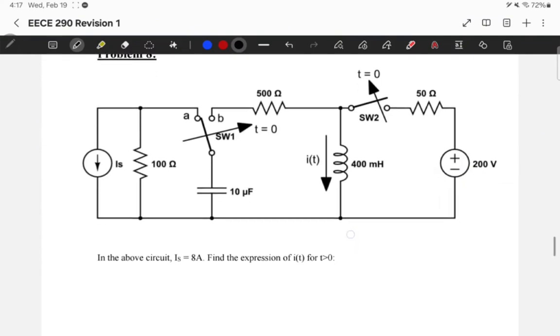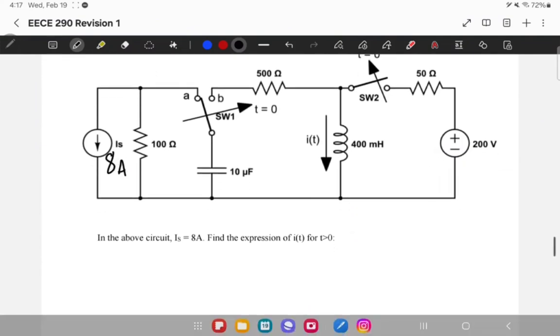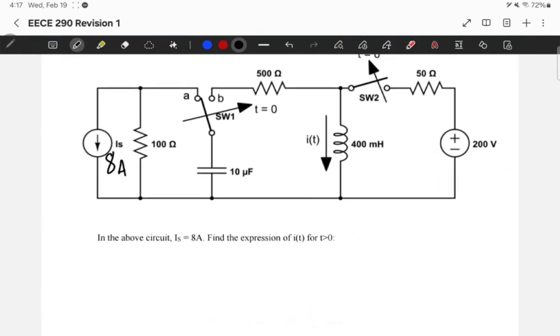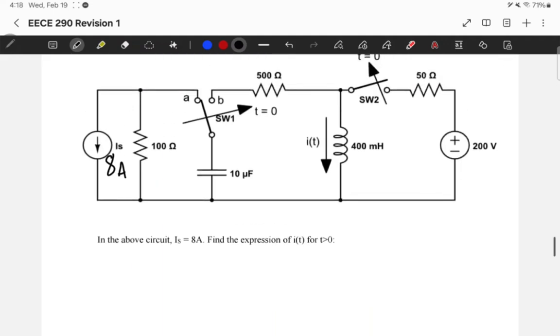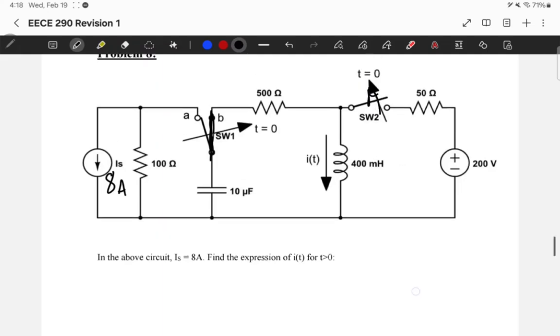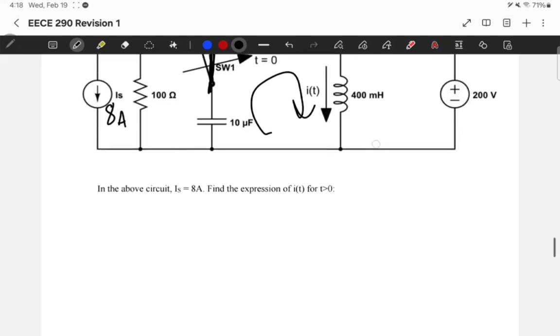Now, in the circuit above, I have IS equal to 8 amperes. Find the expression of IT for time greater than 0. Now, I see from this that if I close the switches, and this is open at time equals 0 minus, at time equals 0 plus, this is open and this is closed, I have the series RLC. They're all in series.